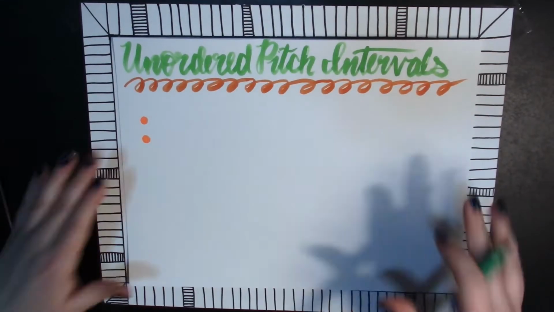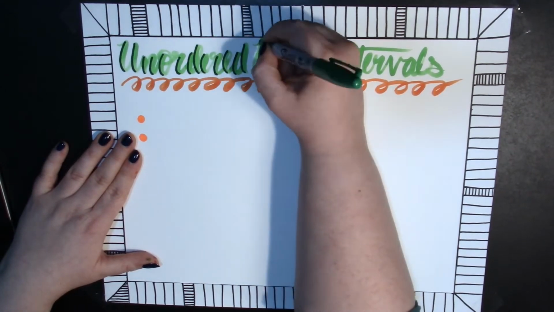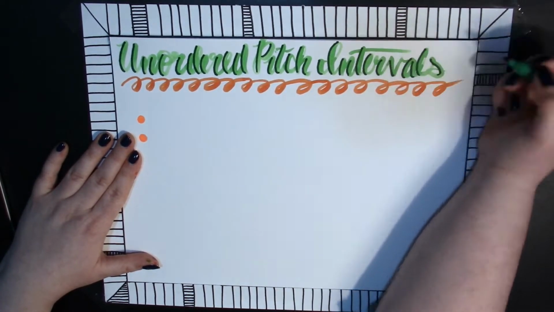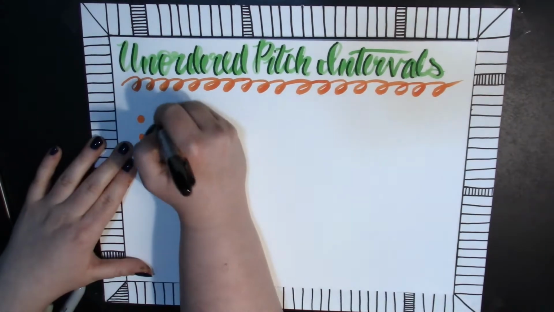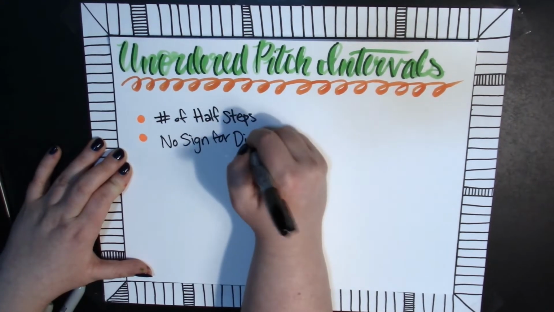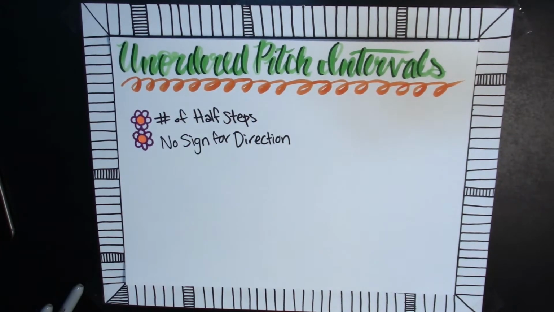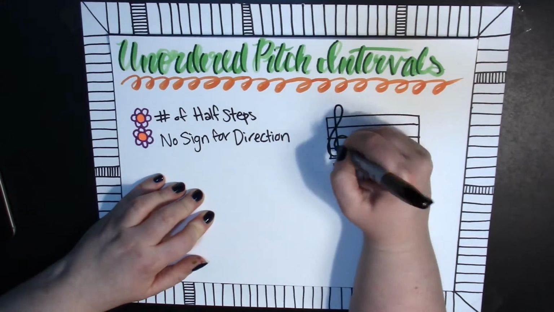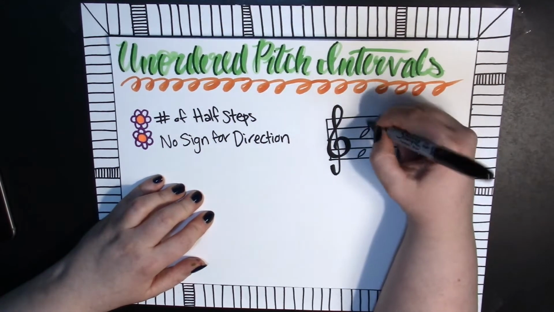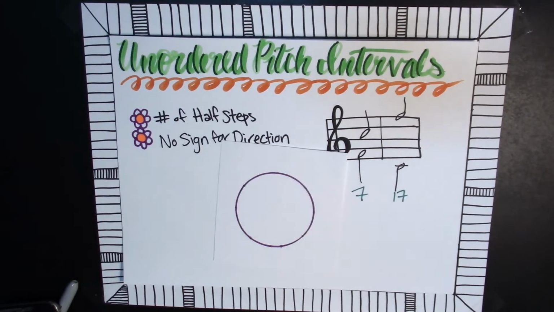The next type of pitch interval is just like ordered pitch intervals, only simplified. When 2 notes sound simultaneously, they do not have a direction, so we use unordered pitch intervals. Just like ordered pitch intervals, these show the exact number of half steps between 2 pitches, but they have no sign for direction. In these examples, the unordered pitch intervals are 7 and 17.